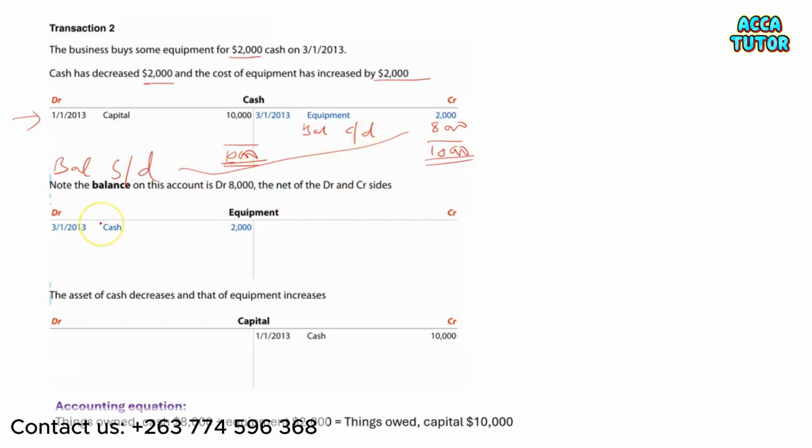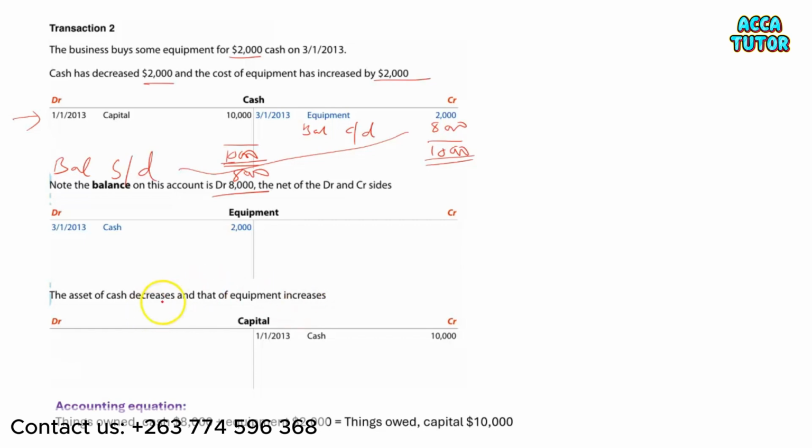So whenever you're doing this T account and you find yourself having the CD and the BD on the same side, you might be in deep soup. You might be having some error somewhere. So that's 8,000. So they go in separate directions. So that's a debit of $8,000, which is the net of the debit and credit side. Is that clear, ladies and gentlemen?